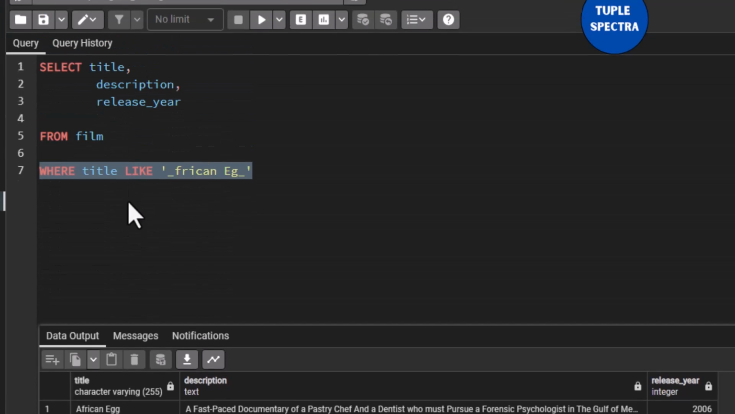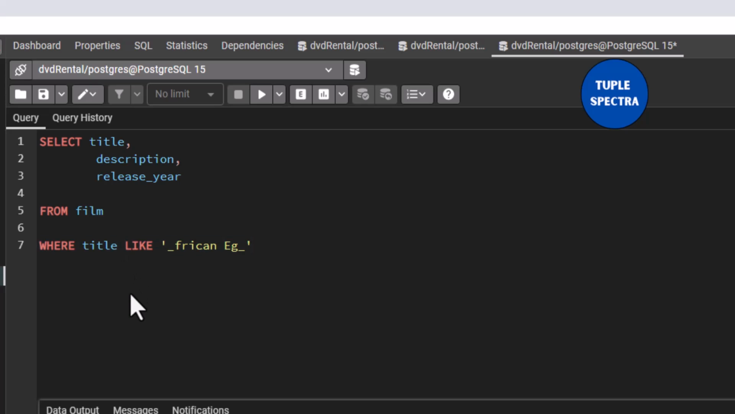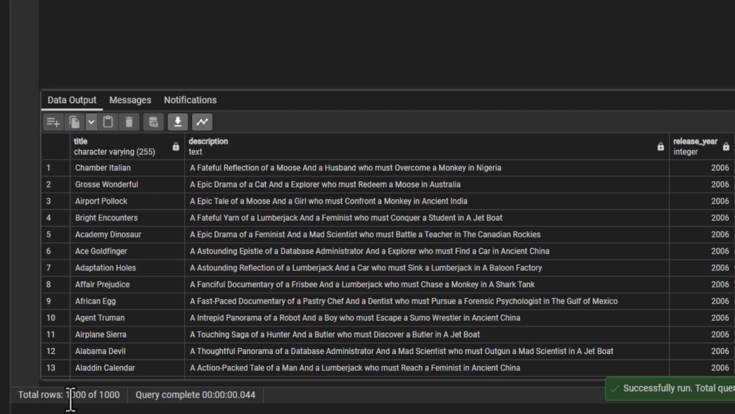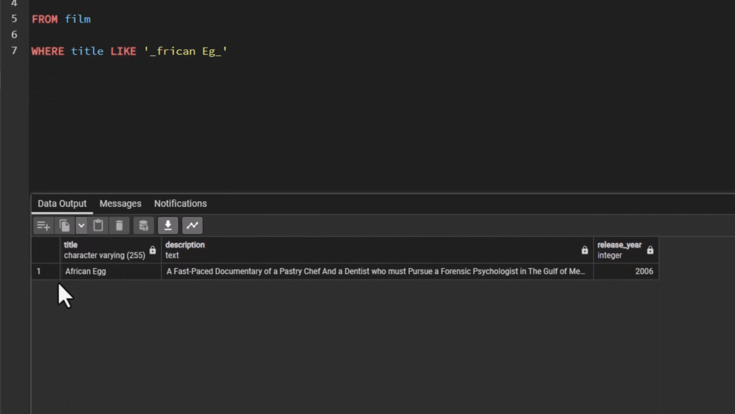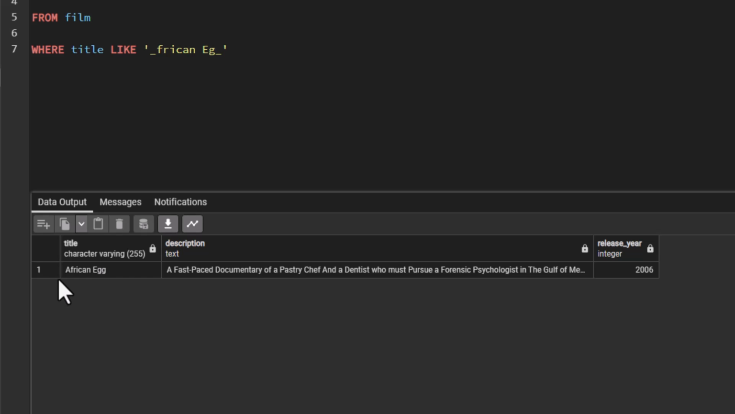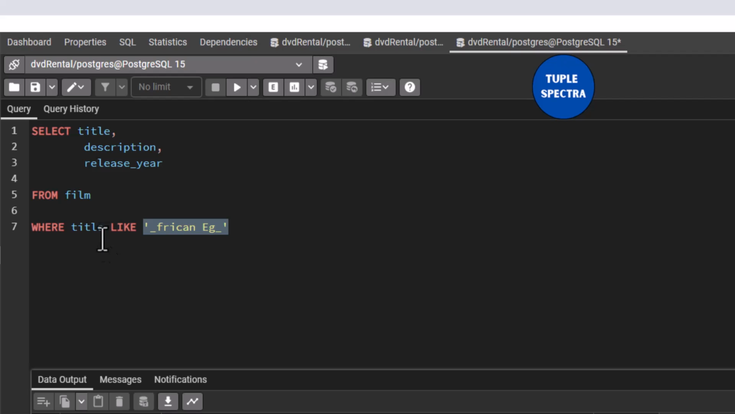Before I end this video, I would also quickly like to talk about not like. Remember that if you don't put this condition, we have 1000 rows, right? Then if I put this condition, then we have only one row. So what about if I only want to return rows that are not matching this pattern? I want to return all the rows that do not match this pattern. That is when you use the word not like.